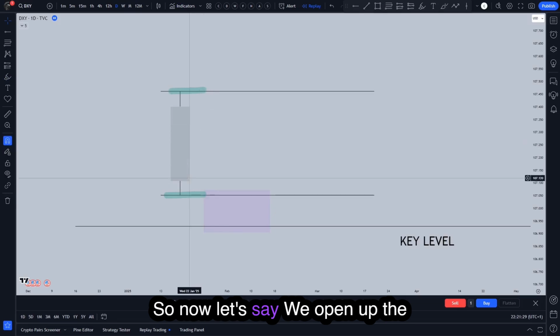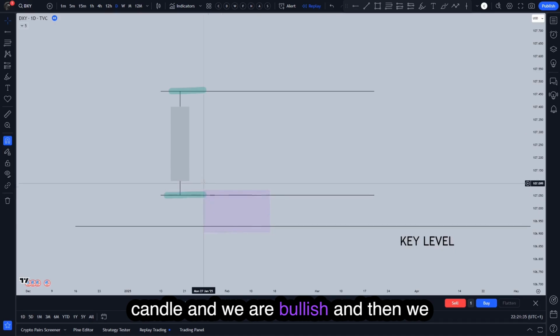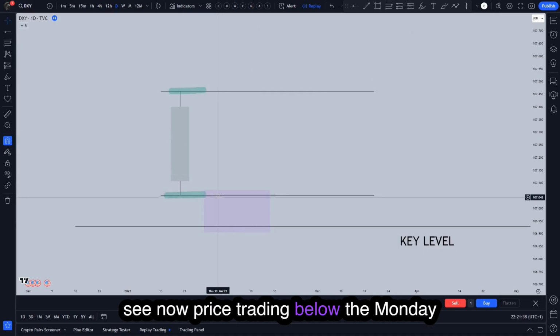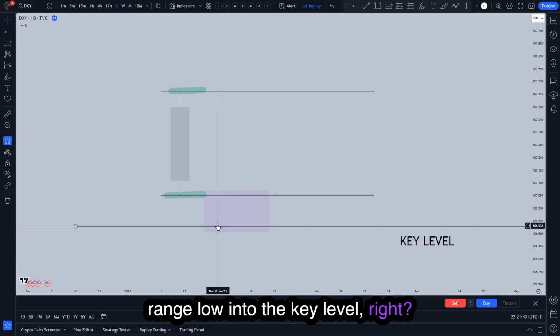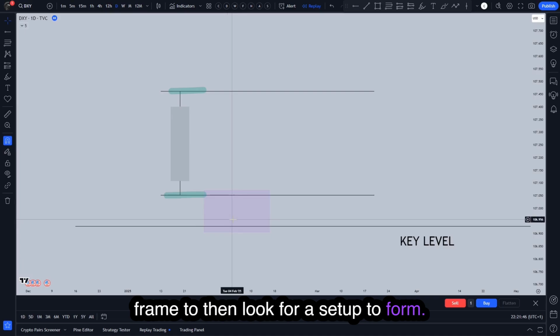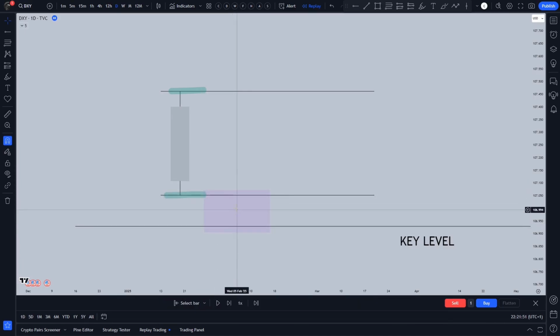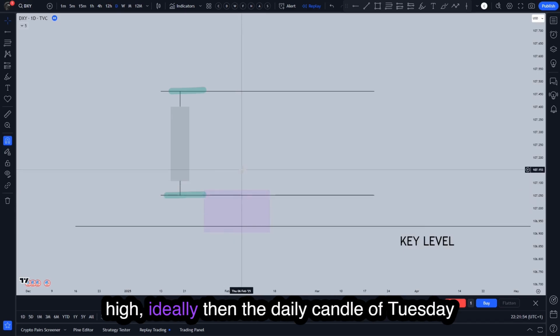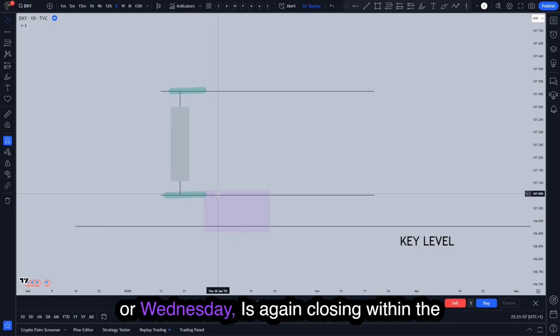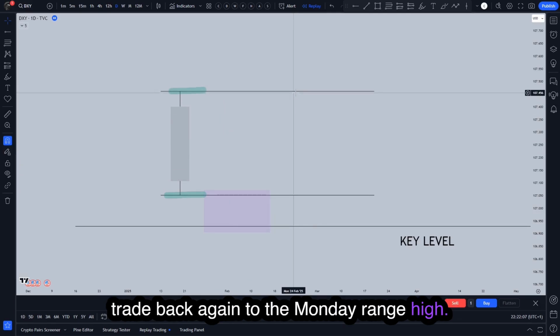So now let's say we open up the Tuesday candle or the Wednesday candle and we are bullish, and then we see now price trading below the Monday range low into the key level, right? And then that's where we drop to the lower time frames, to the hourly time frame, to then look for a setup to form. So if price is deviating the Monday range, then trading back into the Monday range high, ideally then the daily candle of Tuesday or Wednesday is again closing within the Monday range, then that's a nice confluence or a high probability confluence that price will trade back again to the Monday range high.